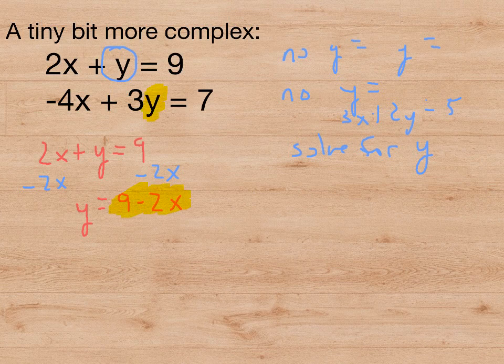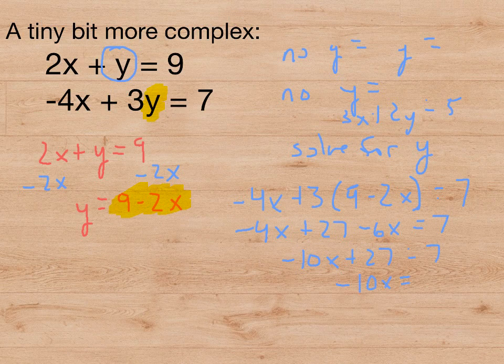So just like we did on the previous screens, I'm going to go ahead and take negative 4x plus 3 times 9 minus 2 times x equals 7. And I'm going to solve that down. So negative 4x, 3 times 9 is 27, 3 times negative 2, combining like terms, subtracting the 27 to the other side, just because I'm running out of room, and doing a division, x equals 2.